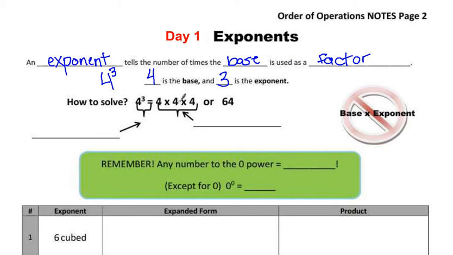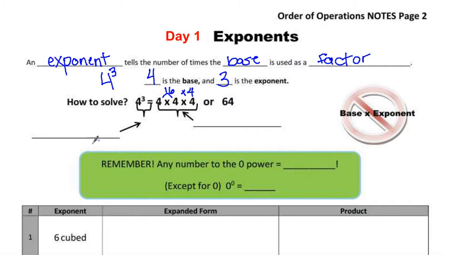And if we do 4 times 4 times 4, you would do 4 times 4 first, and that would give you 16. And then you would multiply it times this 4 here. 16 times 4 would give you 64. So that's how you would solve this.